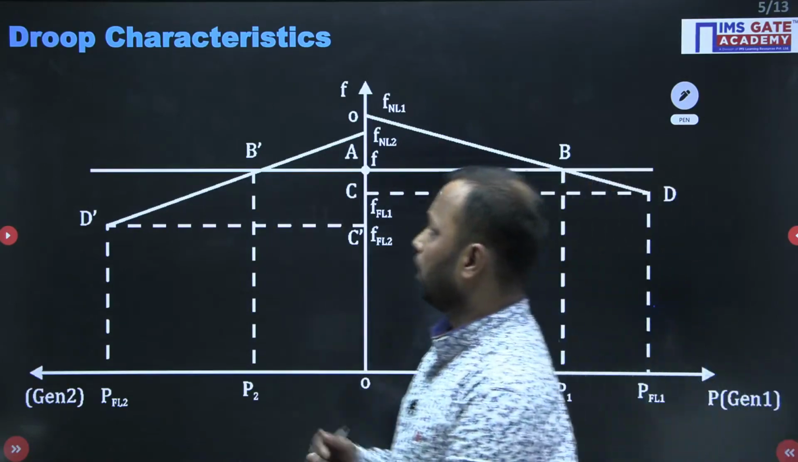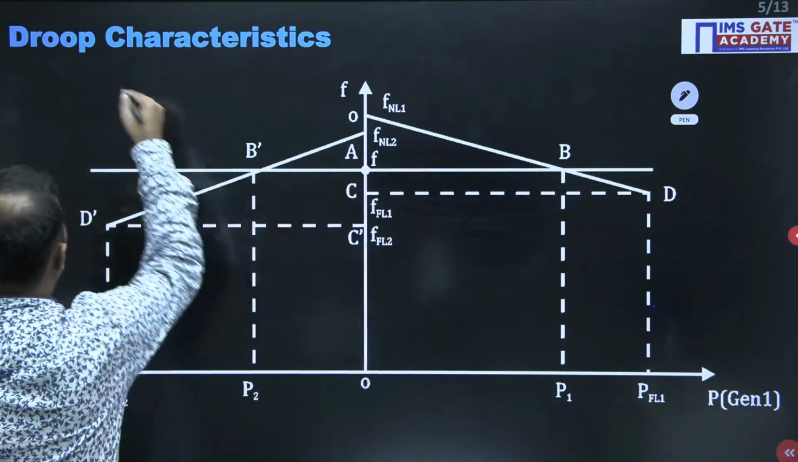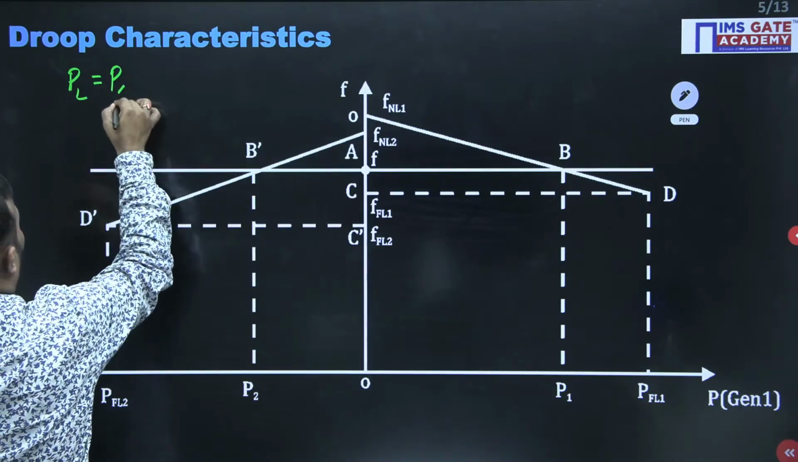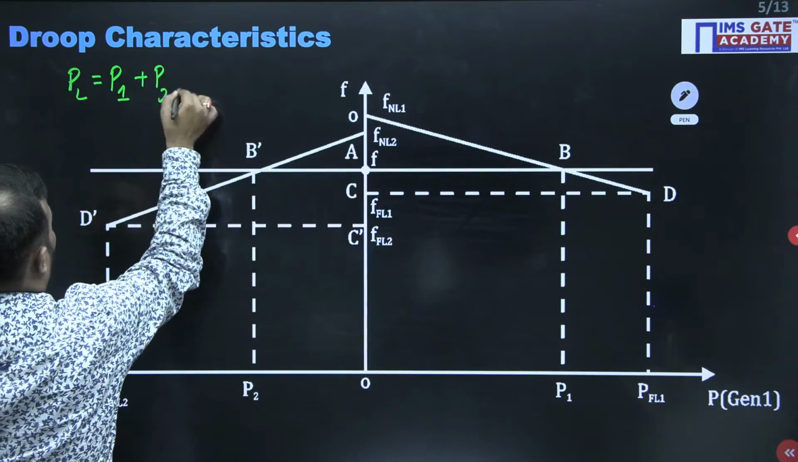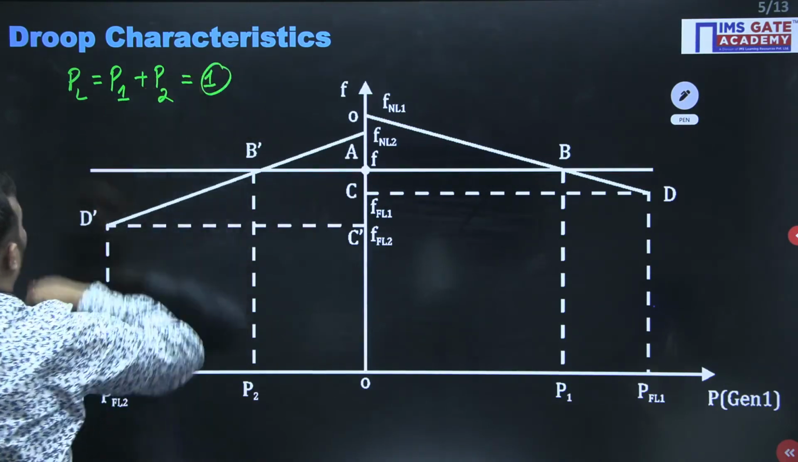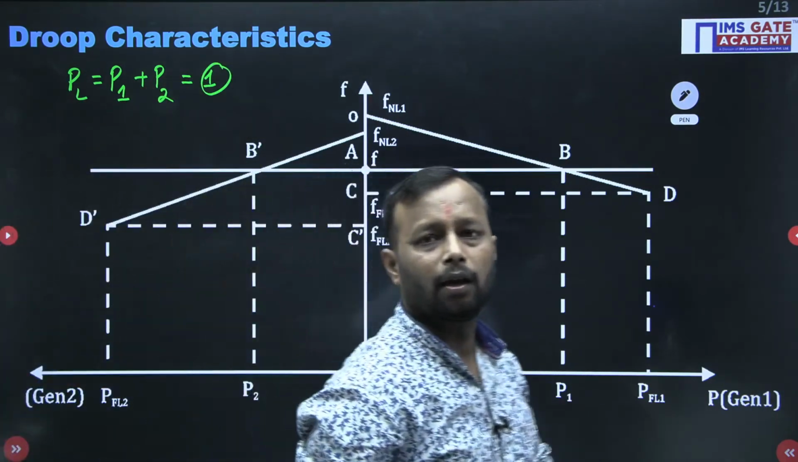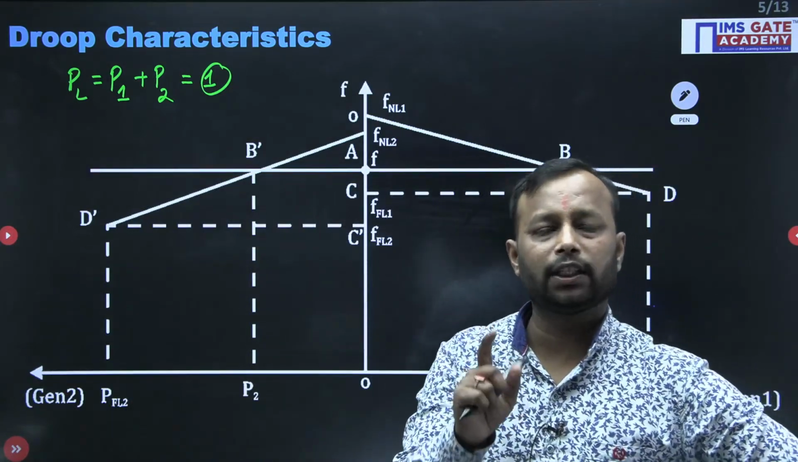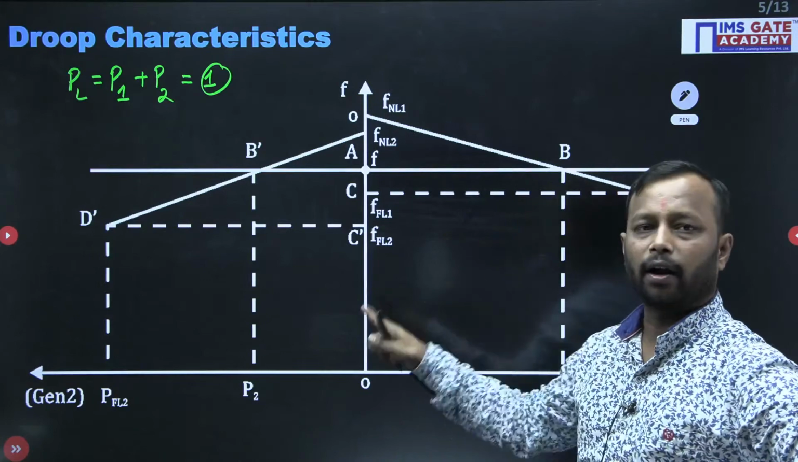Got the point? Now these two generators are going to supply a load. Let me take PL equal to P1 plus P2. Let me call it equation 1. Now what is PL? PL is the load, the electrical power which is supplied by these two generators.